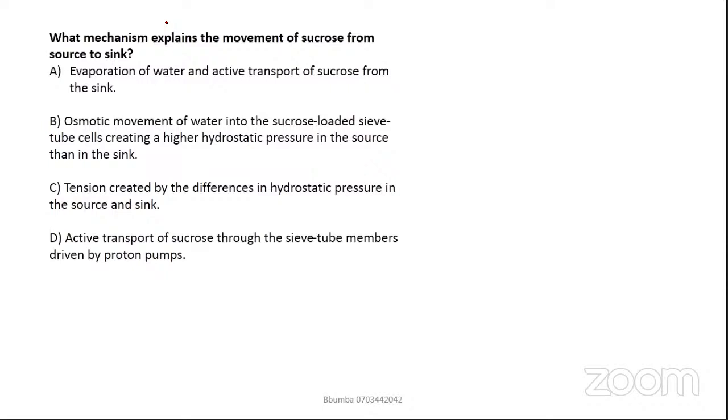Yes, Faisal or Yang, what do you have to say? I think the mechanism which explains the movement of sucrose from the source to the sink would best be described by option B, because that basically describes the mass flow hypothesis: water moving into the sucrose-loaded sieve tube cells, creating a higher hydrostatic pressure, causing it to move down to the sink.